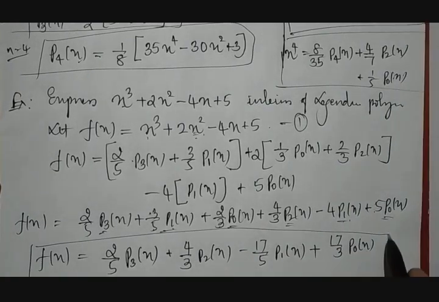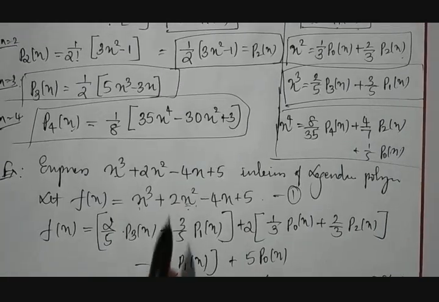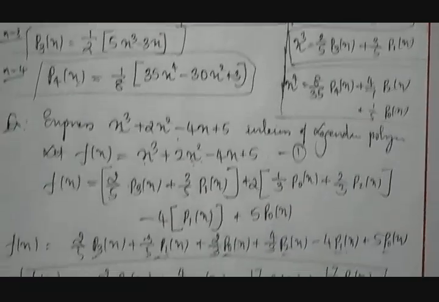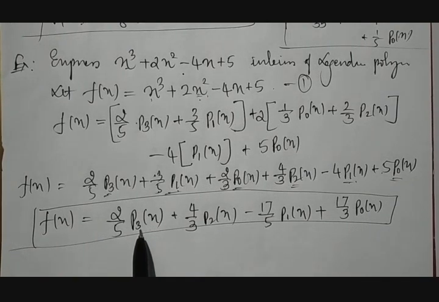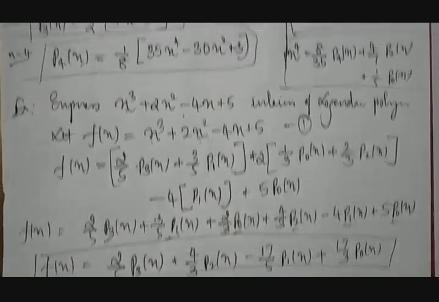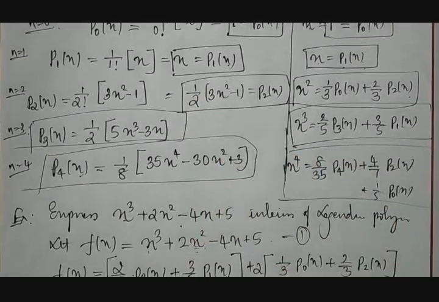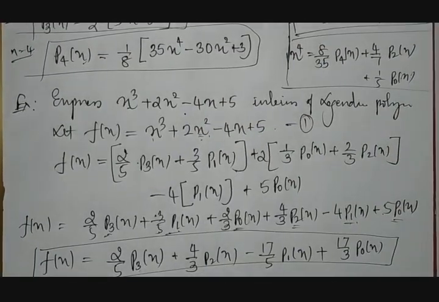Therefore, the given example f of x is expressed in terms of Legendre's polynomials, because Legendre polynomials come in terms of Pn of x. This is the way to express. But we should know how to construct these results, then only we can solve the examples.